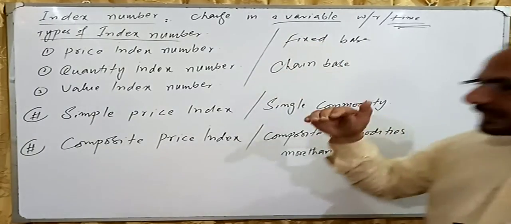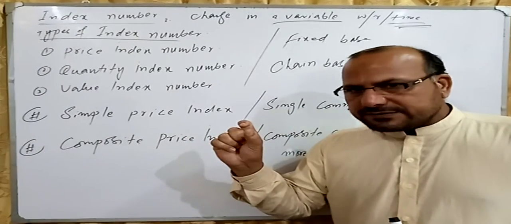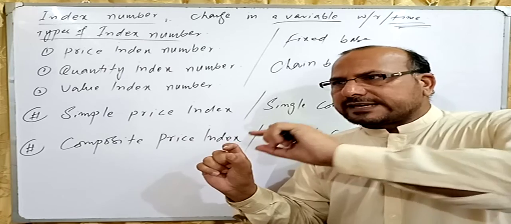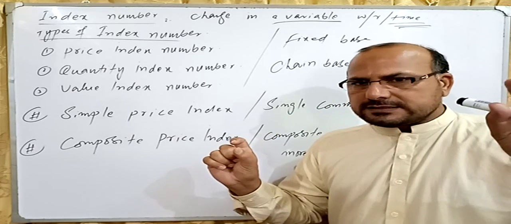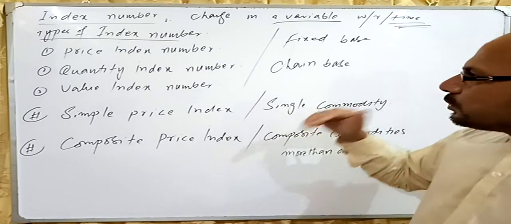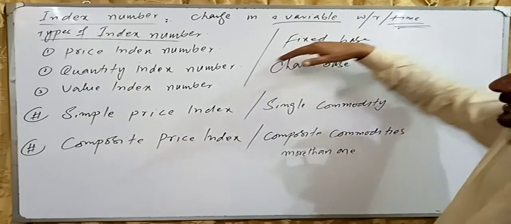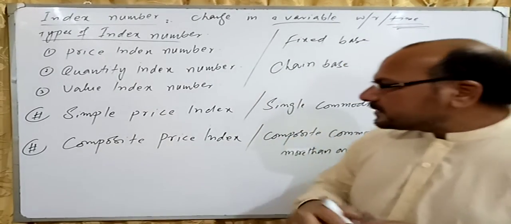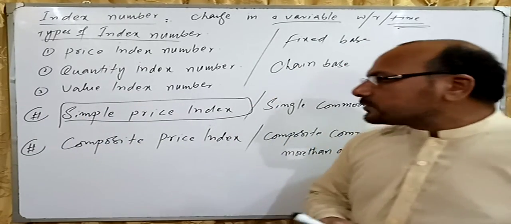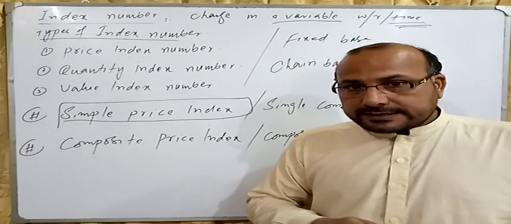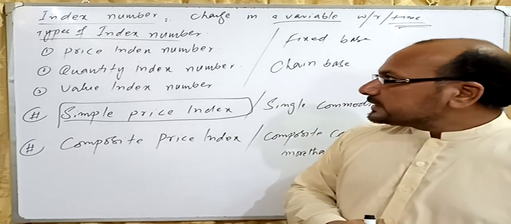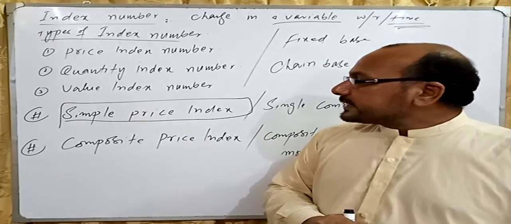In the fixed base method, we fix a specific year, and from that particular year we calculate the changes in the prices up to the current time period. I will discuss the fixed base method in the next class, along with the formula for how to calculate the simple price index if a single commodity is given. So this was the brief explanation about index numbers.